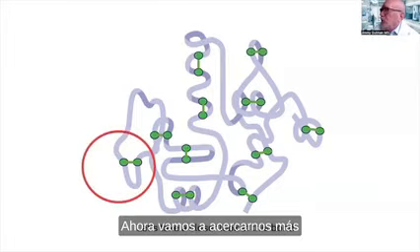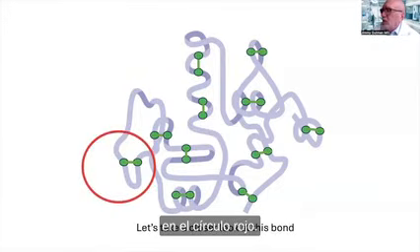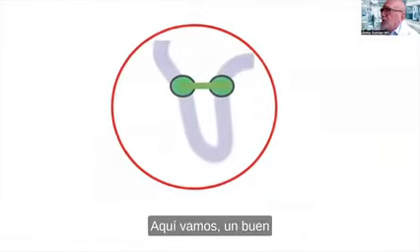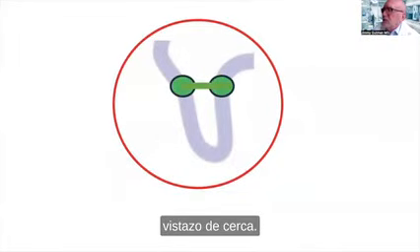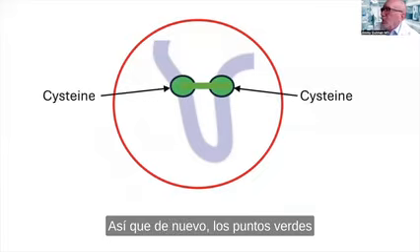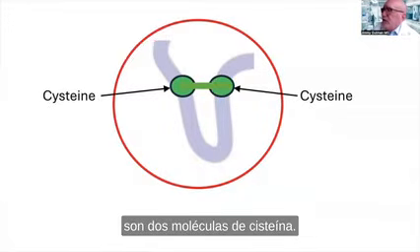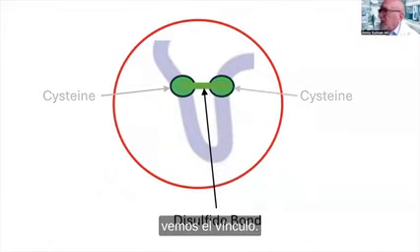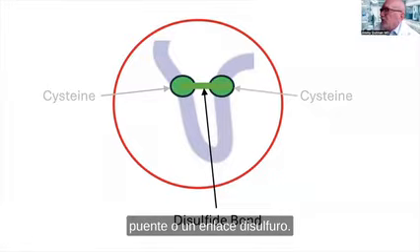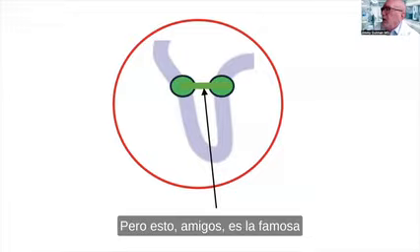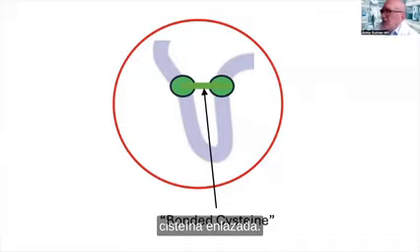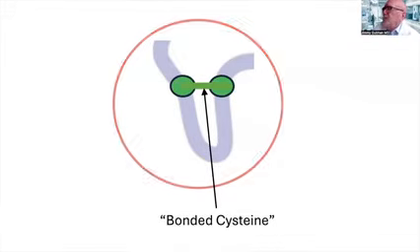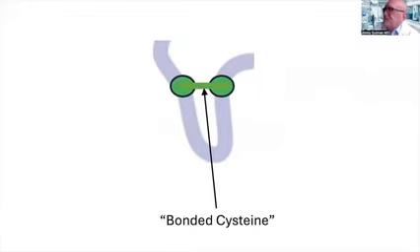Now let's zoom in closer to this one bond pictured in the red circle. Here we go, a nice tight close-up. So again, the green dots are two cysteine molecules. And between them, we see the bond. This is called a disulfide bridge or a disulfide bond. I won't get into why it's called that now, but this, folks, is the famous bonded cysteine. There you have it.